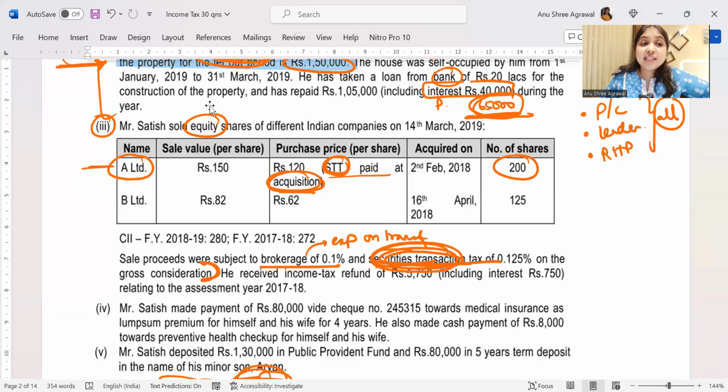Whether I have paid STT at the time of acquisition or not is not relevant for deciding whether it is listed or unlisted. Listed or unlisted depends only on what I am selling when I sell. I paid STT when selling, so I'm selling listed equity shares. Must be a very good learning for many of you. Have you registered this in your mind? When I purchased, what they were doesn't matter. What matters is what I'm selling. So they are listed equity shares.